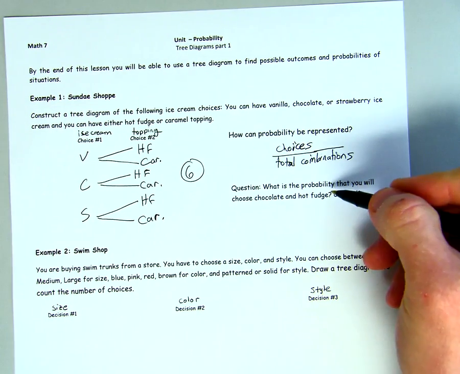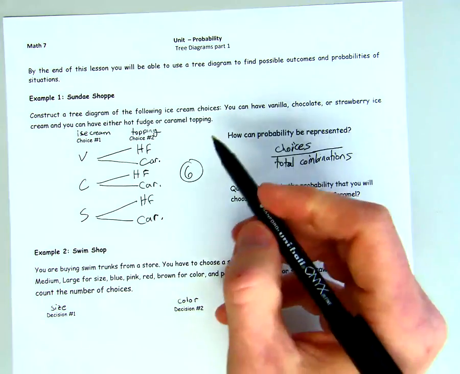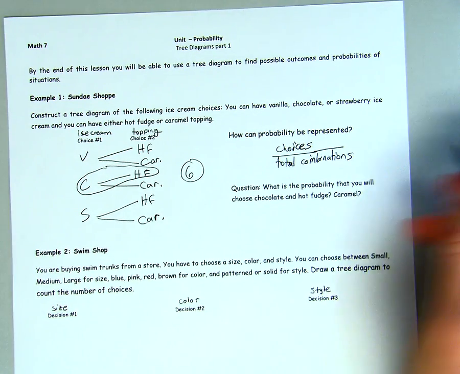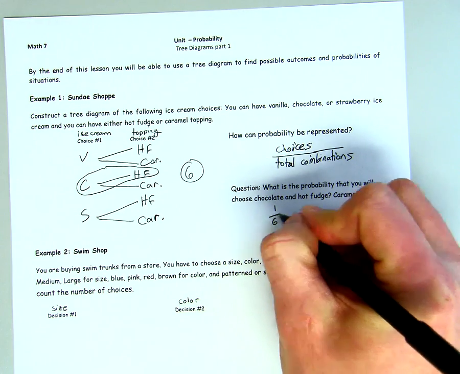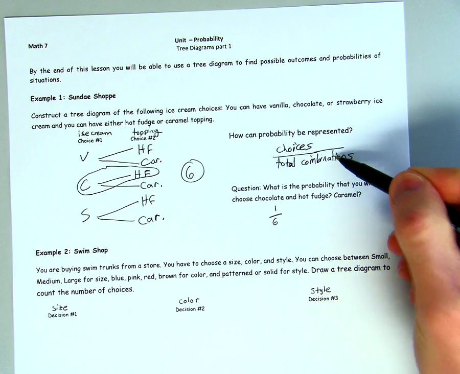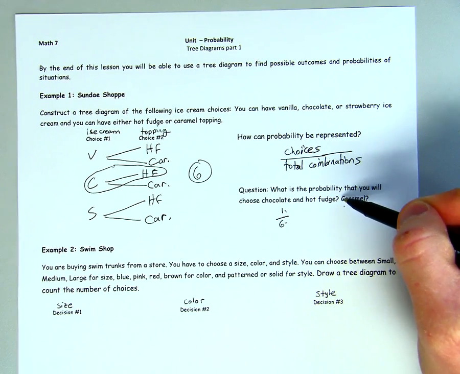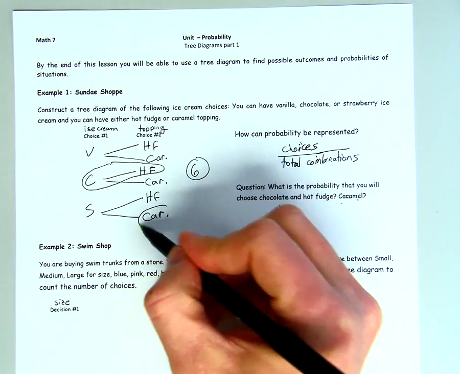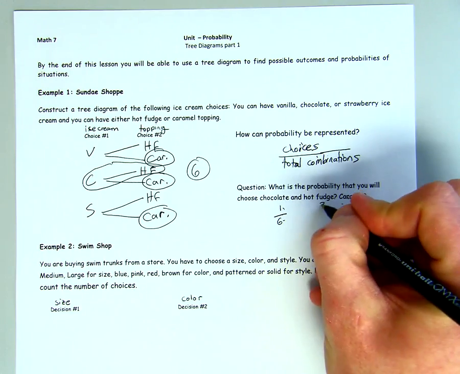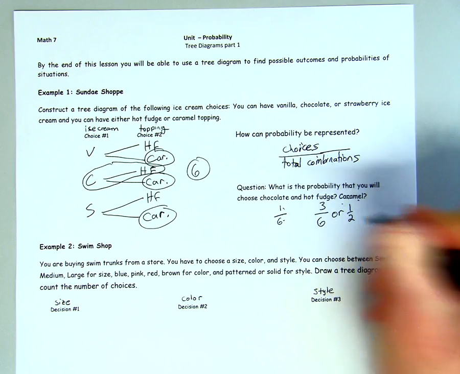Okay. My questions I'm going to use. What is the probability that you will choose chocolate and hot fudge? So if I come over here, I have chocolate and hot fudge. There's only one option for that. So that answer would be 1 out of my total possible 6. Total combinations is 6, 1 out of 6. Then if I also ask, what is the probability that I will choose caramel? For this one, I can see that I have caramel 1, 2, 3 times. My choices of caramel is 3 out of the possible 6, or we could say 1/2.